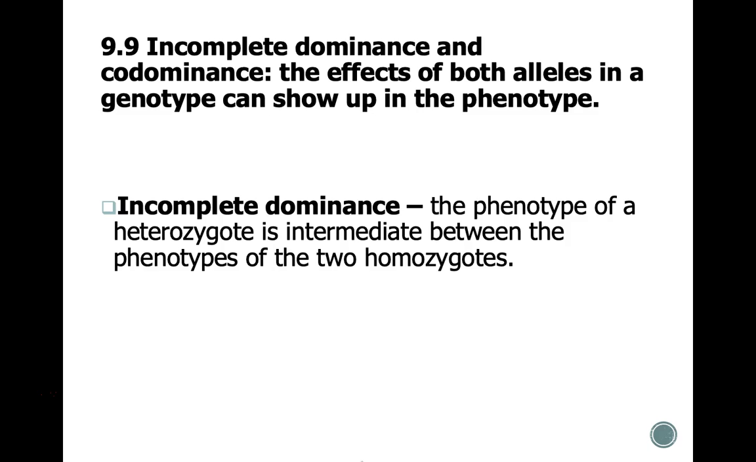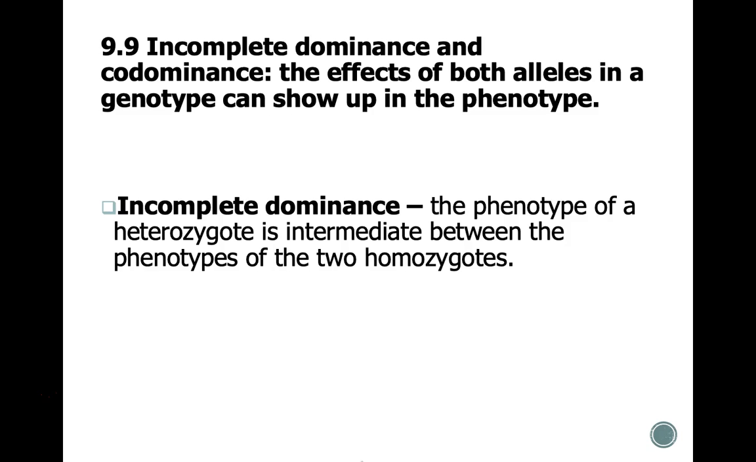Right, so there are some other really cool single gene interactions. Sometimes we don't have a clear case of dominance. Sometimes we have a situation where both of the alleles in a particular genotype can be present in the phenotype. So we're going to talk about these two interesting situations. One is incomplete dominance. This is where the phenotype of the heterozygote is intermediate between the two homozygotes.